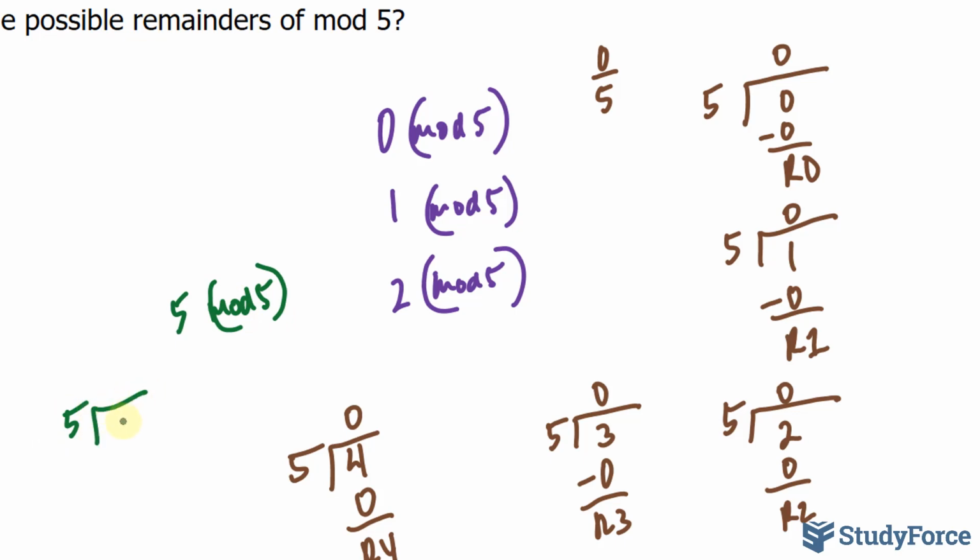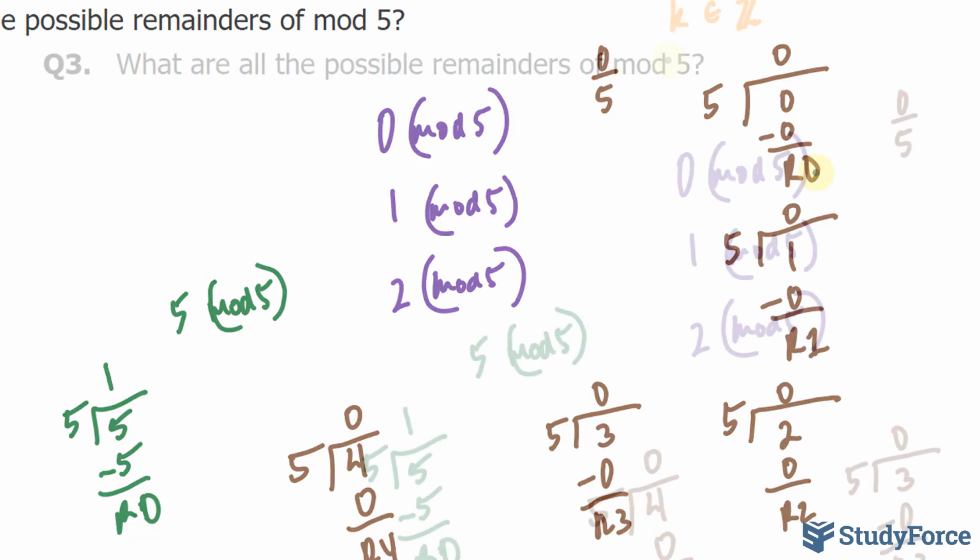You see? 5 divided by 5. 5 fits into 5 once. 1 times 5 makes 5. Subtracting these, we get a remainder of 0 again. So we get a repetition. You cannot have any remainders outside the range between 0 and 4.